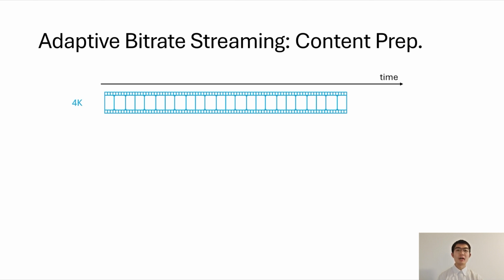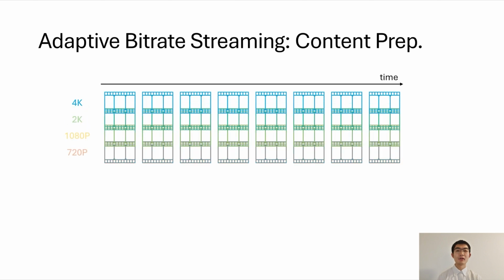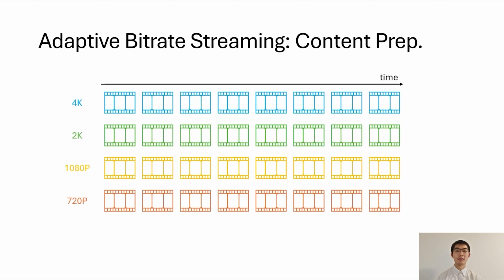To prepare a content for adaptive bitrate streaming, we first partition the video stream into small segments, say 2 seconds each, and then encode the video stream into different qualities or resolutions so that the adaptive bitrate controller at the client side can dynamically select the appropriate video quality at runtime according to the varying network throughput.